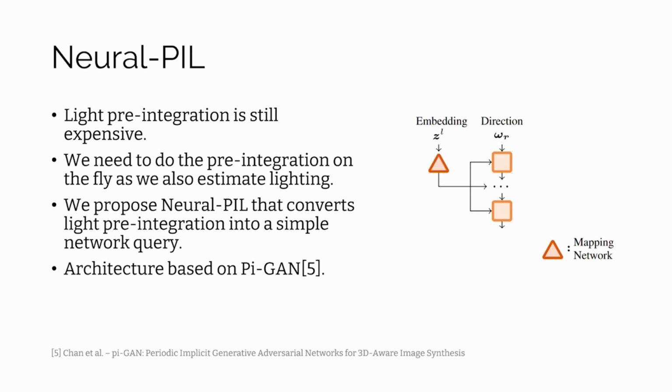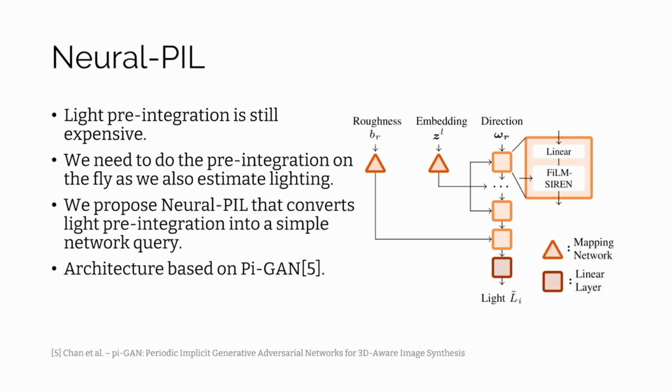Given an embedding which describes the illumination, we first sample the incoming light direction. We propose a network that is conditioned on illumination embedding. This network architecture is inspired from pi-GAN with FiLM SIREN layers. Then we add an additional conditioning network that is conditioned on the surface roughness. The resulting output acts as a proxy for pre-integrated light. We call this network Neural-PIL, and this converts the complex light pre-integration process into a simple network query, making the rendering quite fast and effective.